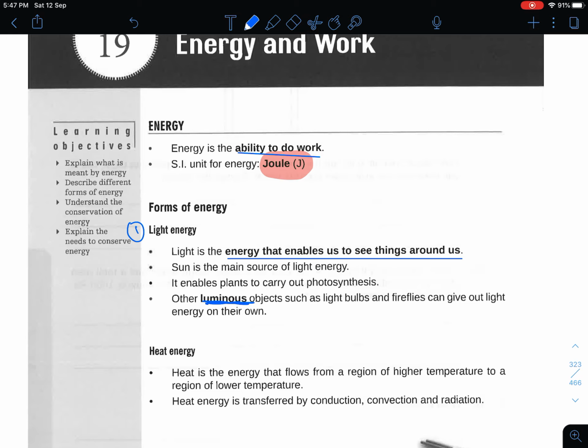Another word that you may come across is luminous. Luminous means being able to release light on its own, and generally with the ability to do that, you will be able to see things. So as of now, the sun is really the main source of light energy.